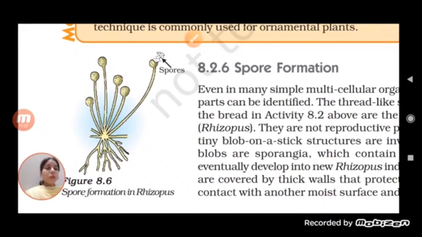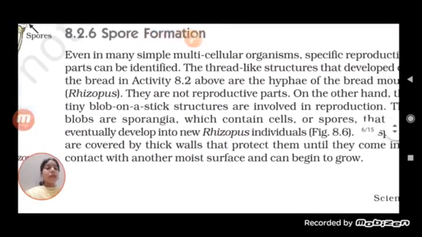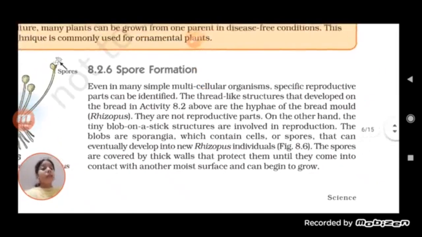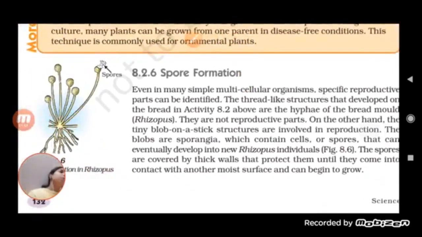What is the role of these spores? These spores eventually develop into a new Rhizopus individual, and they are covered by a thick wall that protects them until they come into contact with another moist surface and can begin to grow. Basically, they need to reproduce. Suppose you had kept the bread in a dry condition, that will not affect it until you provide a moist surface. When a moist surface is there, the fungus will attack. It means the fungus grows.